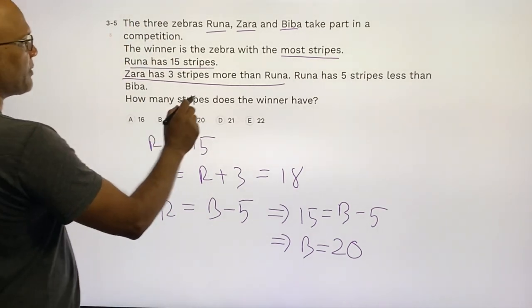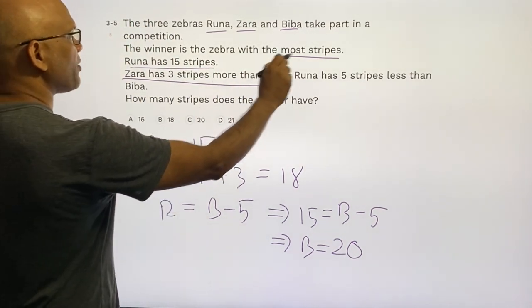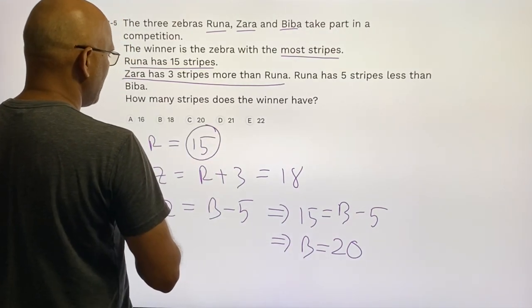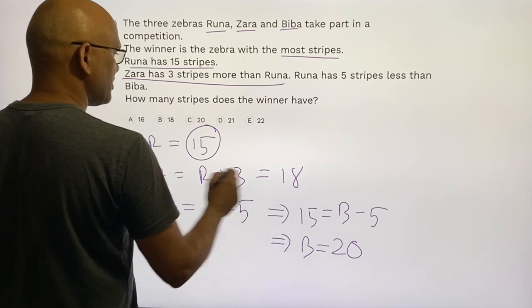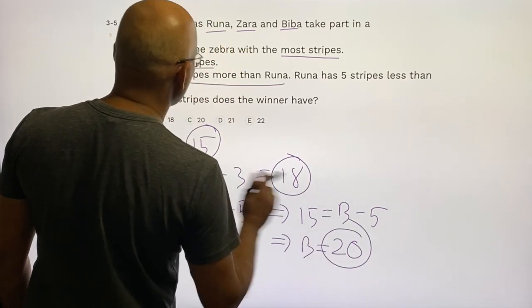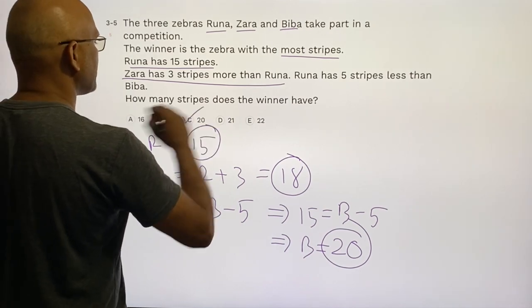So how many stripes does the winner have? And we know that the winner has the most stripes. So here, Runa has 15, Zara has 18, Biba has 20. 20 is the biggest number. So C is the correct choice.